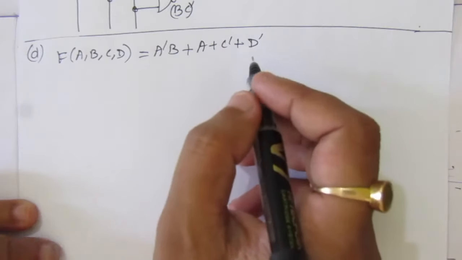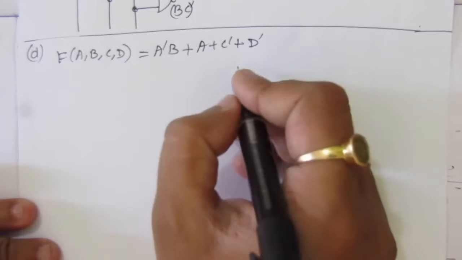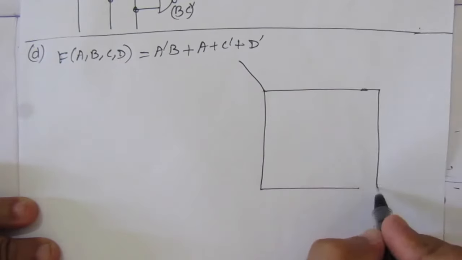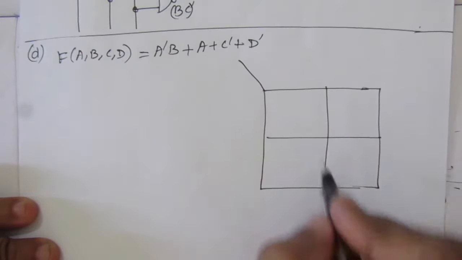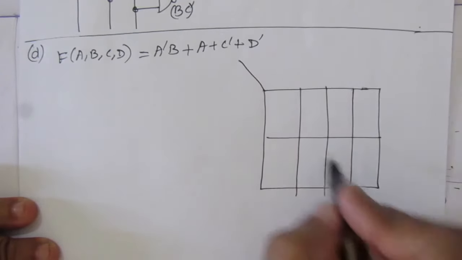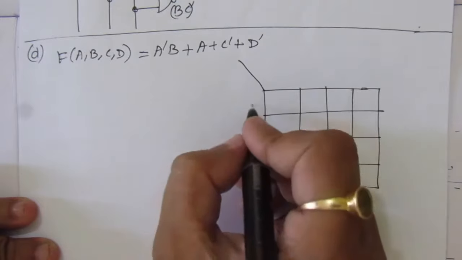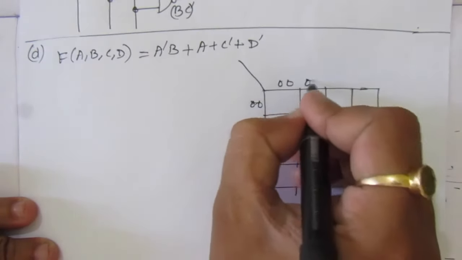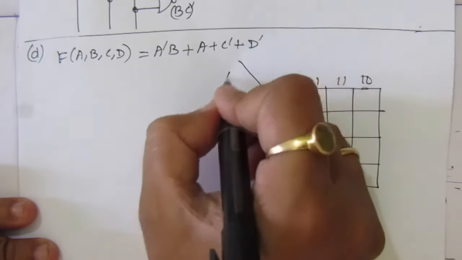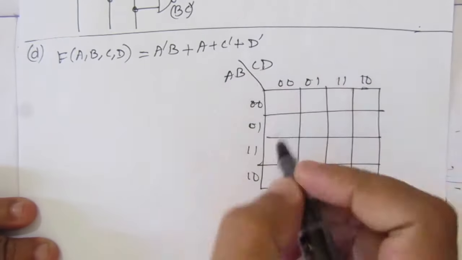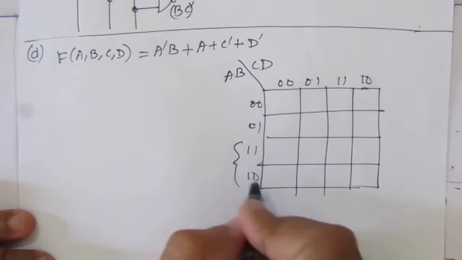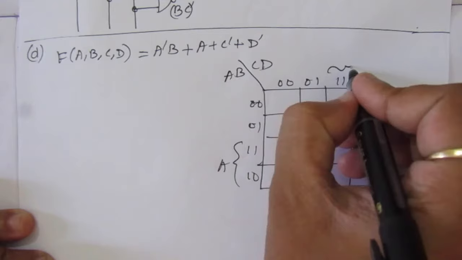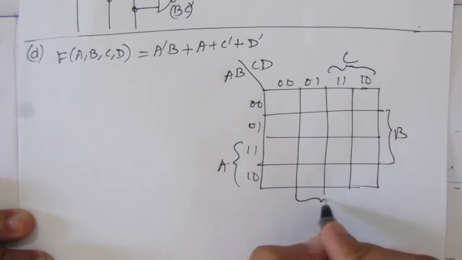So this is the given expression. We have here 4 input variables. So we will make a 4x4 map. Okay. So let me draw it first. 0, 0, 0, 1, 1, 1, 1, 0. 0, 0, 0, 1, 1, 1, 1, 0. So A, B, C, D. Okay. So this one is A, this one is B, this is C, and this part is D.